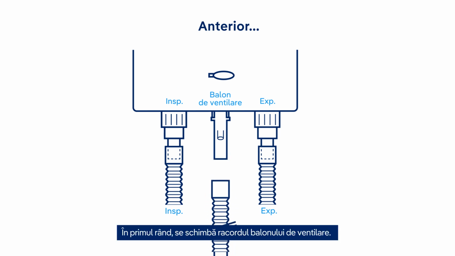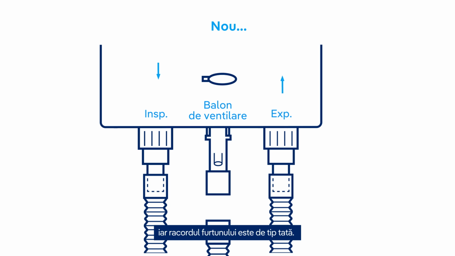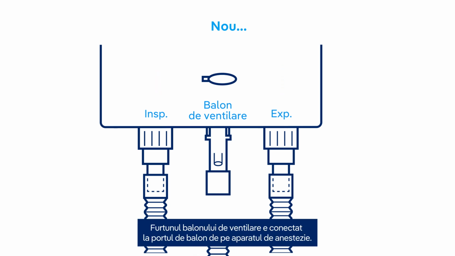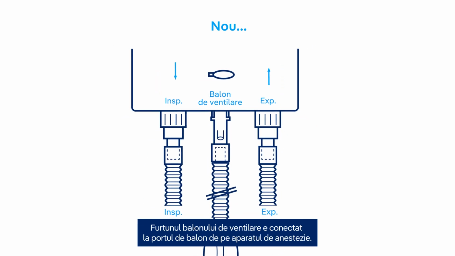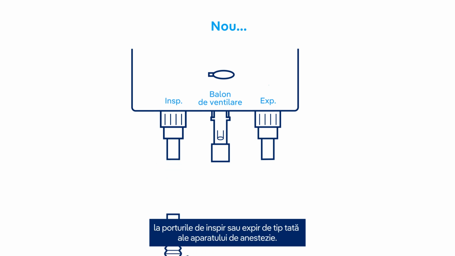First, the connection of the breathing bag changes. The breathing bag port on the anesthesia machine is now female, while the hose side connection is male. The hose of the breathing bag is plugged into the breathing bag port of the anesthesia machine. This prevents accidentally attaching the breathing bag hose onto the male inspiration or expiration ports of the anesthesia machine.